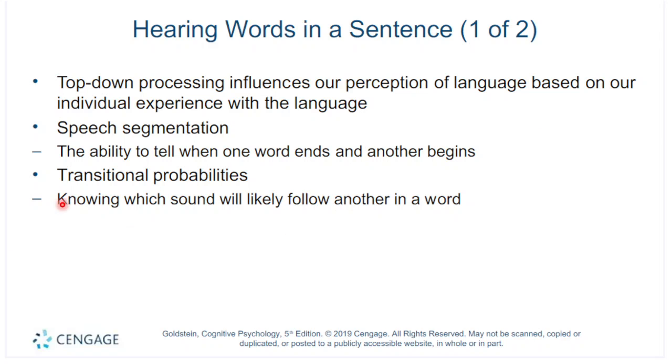And aside from that, there is also the capacity for transitional probabilities. Now, with transitional probabilities, this is knowing which sound will likely follow another in a word. So, with this one, meron din po tayong idea, ano kaya yung susunod na word doon sa sinabi. Kasi nga, we have this transitional probabilities.